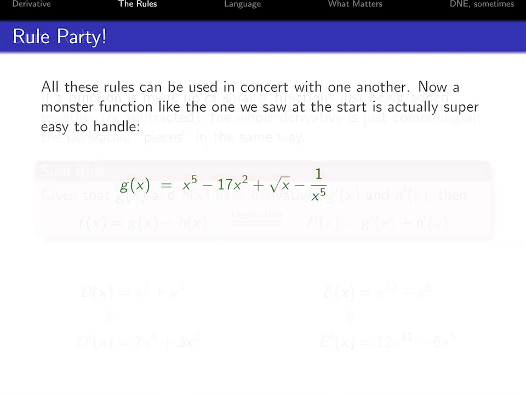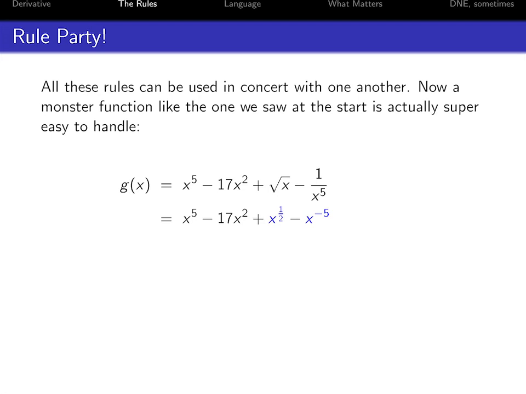Great. The wonderful thing about all these rules is that they can be used together, right? If we've got all these rules, we don't have to use them separately, we can use them in concert. So now a monster function like that one we saw at the start is actually super easy to handle, right? G of x equals x to the 5th minus 17x squared plus square root of x minus 1 over x to the 5th looked really scary when we were going to have to approach it with limits, but now we can just break it up into bite-sized pieces and use these rules. The only problem right here is square root of x and 1 over x to the 5th aren't really in that nice power rule structure, right? We don't have x to the number, but we can change that, right? Root x becomes x to the half, and 1 over x to the 5th becomes x to the negative 5.